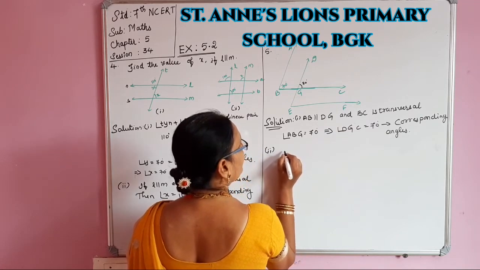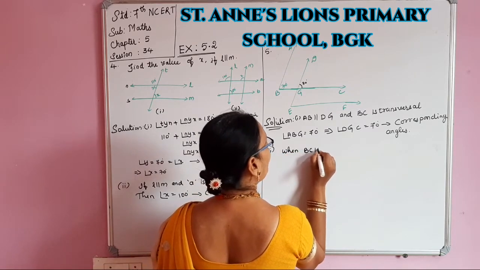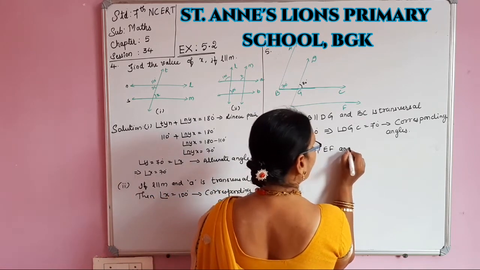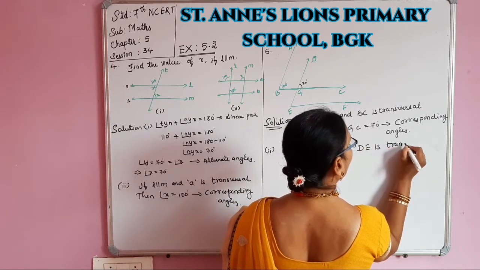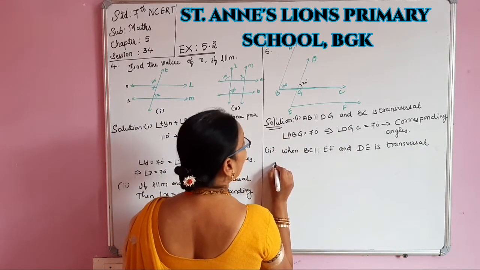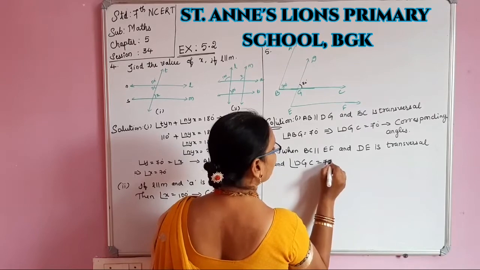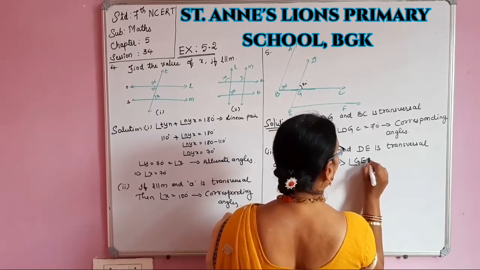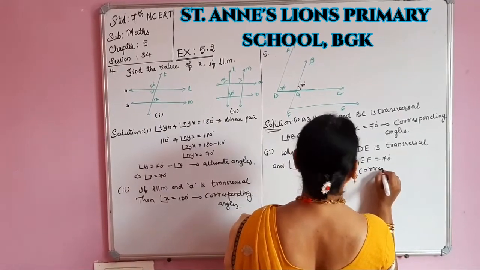Now, the second one we have to find out, GEF. See now here, when BC is parallel to EF, DE is the transversal, and angle DGC equal to 70 degrees. This implies that angle GEF is equal to 70 degrees. Why? They are also corresponding angles.